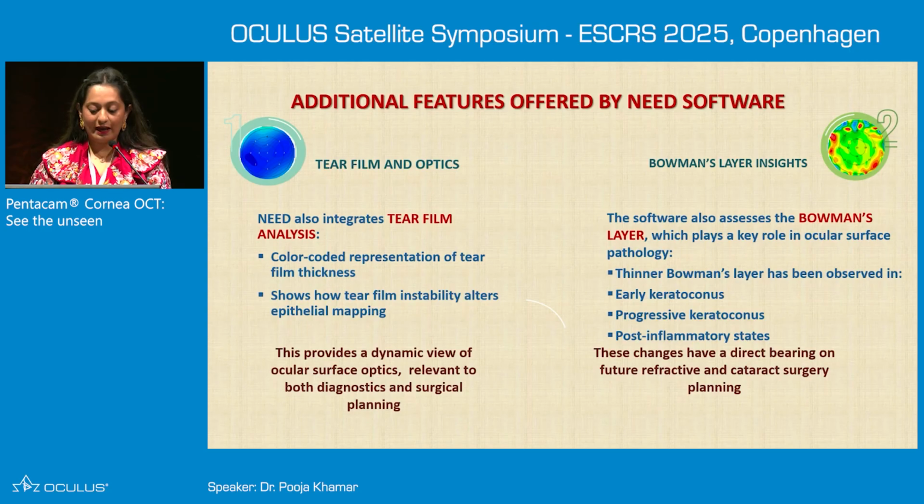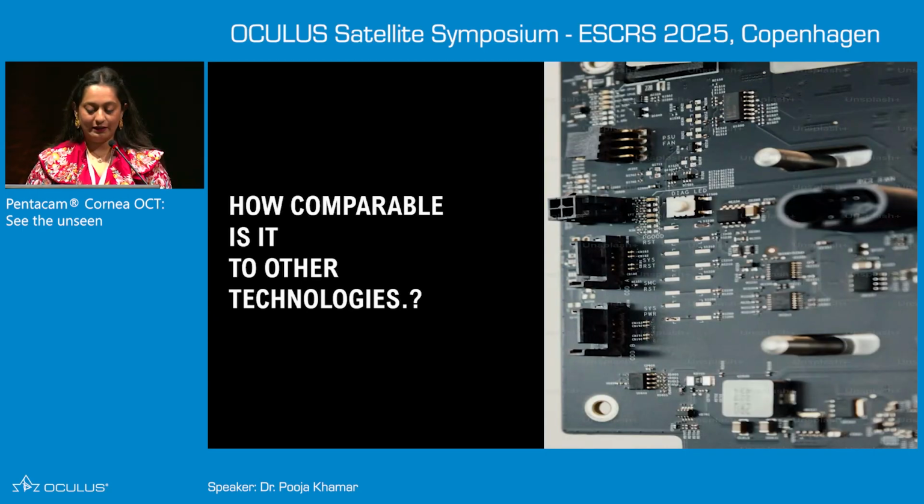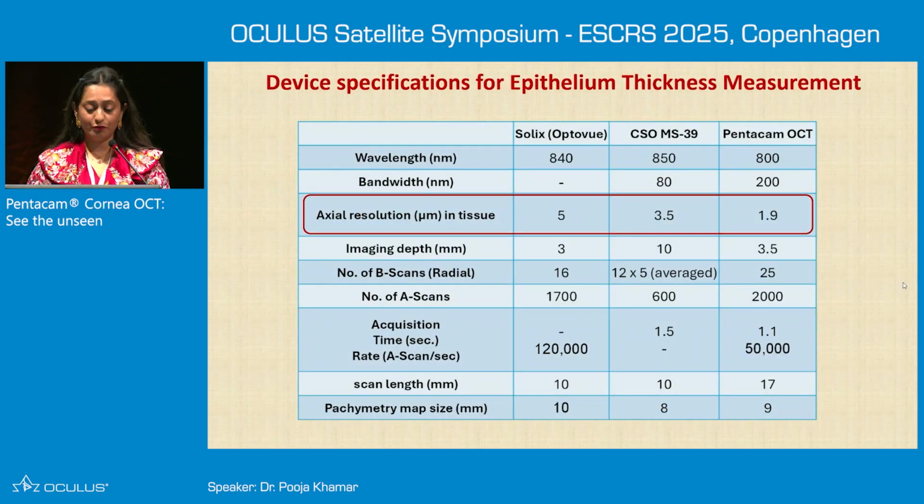So these changes can have, again, a bearing on how we're going to look at our refractive surgery and cataract surgery planning. So again, with the new software, you'll be able to have a quantification. There will be an overall epithelium with tear film and epithelium thickness. You'll be able to quantify the tear film thickness, the epithelium thickness, removing the tear film, and the Bowman's layer thickness. And you can clearly make out how the Bowman's layer starts thinning when there is an advanced grade of keratoconus over here. So it will give us a lot more information for our patients and in our refractive surgery and cataract surgery planning.